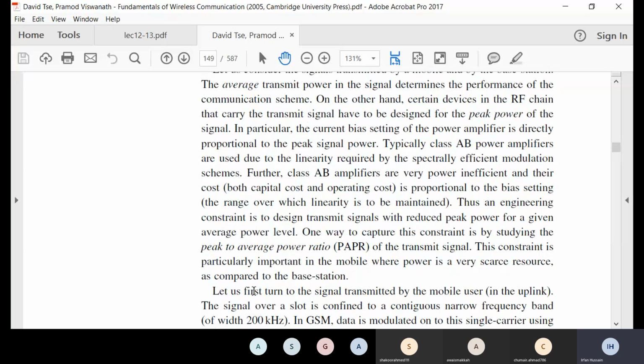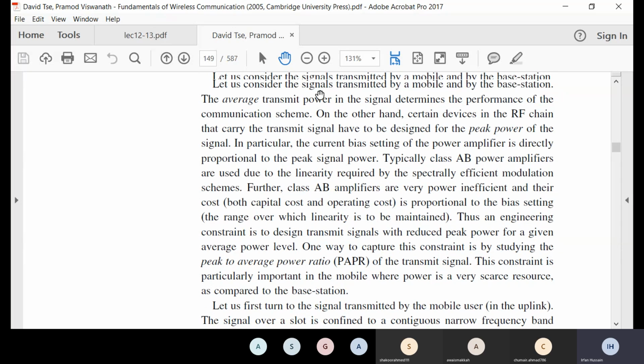Now the transmit power. We have average transmit power and we have peak power. Both are very important and they can give us an idea of the performance, because power is how much power your system is taking. So these average and peak power are important and we try to find them.